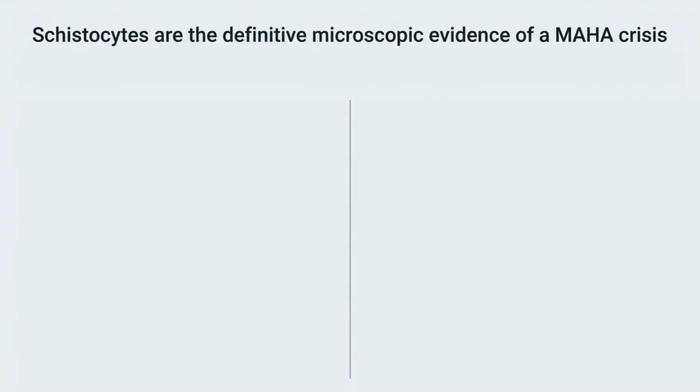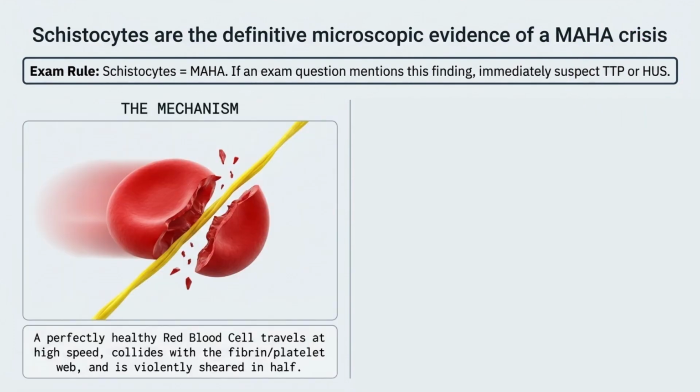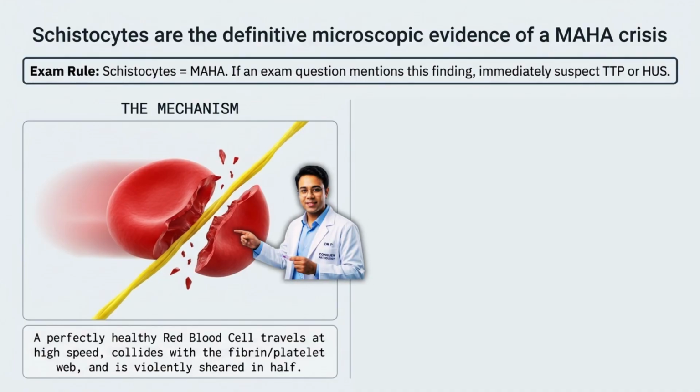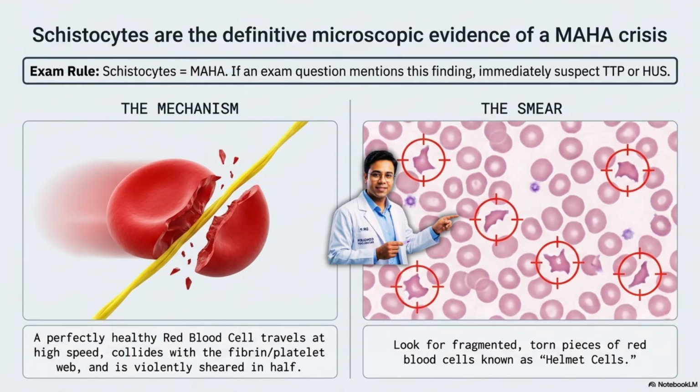Schistocytes are the definitive microscopic evidence of a MAHA crisis. If an exam question mentions this finding, you must immediately suspect TTP or HUS. The mechanism is brutal. A perfectly healthy RBC travels at high speed, collides with fibrin and platelet web, and is violently sheared in half. When you look at the peripheral smear, you must look for these fragmented, torn pieces of RBCs, which are classically known as helmet cells.